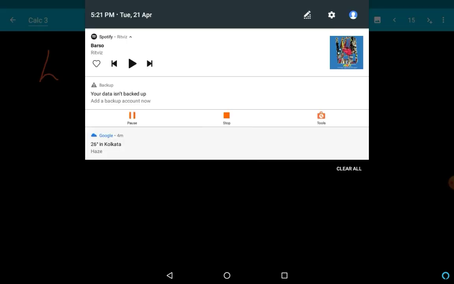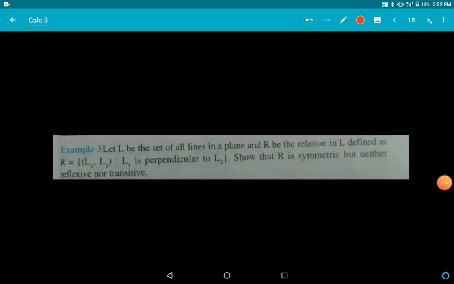Now I'll give you this exercise. I will just show you the picture. So this is the question. Let L be the set of all lines in a plane, and R be the relation on L defined as this. Show that R is symmetric, but neither reflexive nor transitive. Same exercise but a different concept, a geometric concept. This is the homework. So with this we end relations here.